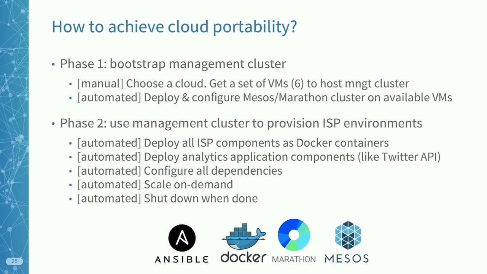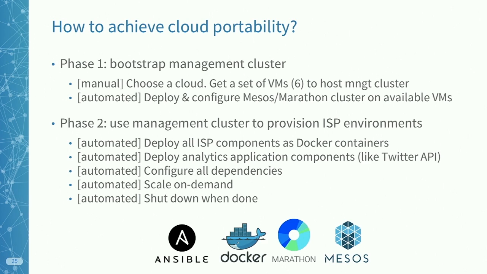Step number one, and that's the one manual thing you need to do: you have to choose a cloud. You can't have a robot do that for you. Once you have chosen the cloud, you have to go and get, using whatever cloud means are available to you, the first set of VMs where you're going to install your brains. That piece is manual. After that, we provide you automated Ansible scripts to grab that set of VMs and then deploy and configure a Mesos Marathon cluster. And now you've got your brains.